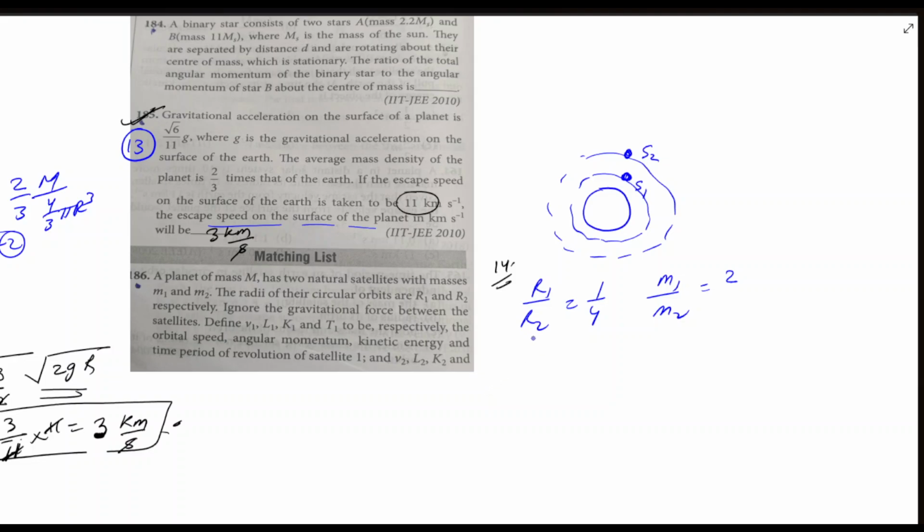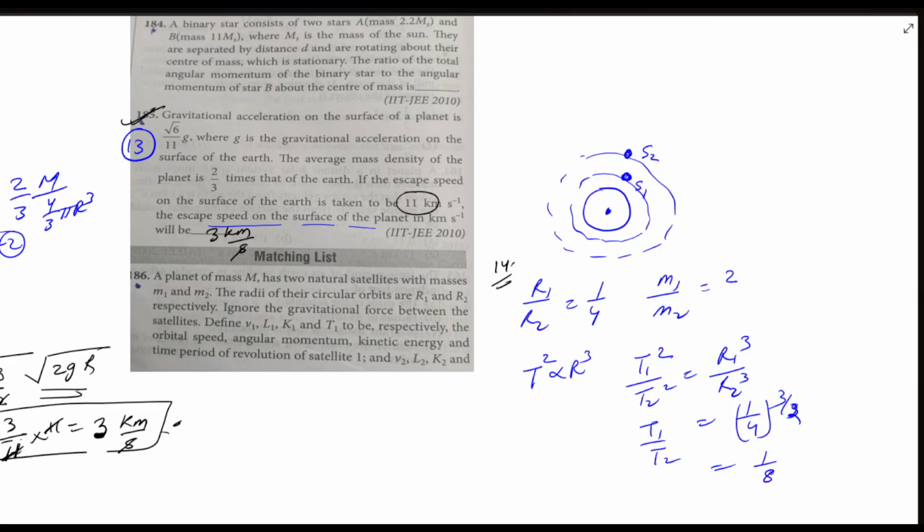So let's first compare time, right? So we know if two satellites are revolving around the same planet, then time period will be proportional to r cube. Kepler's law, T square will be proportional to r cube. So we have T1 square by T2 square equal to r1 cube upon r2 cube. So R1 by R2 is 1 by 4 to the whole cube, and this T1 by T2 we have to write 3 by 2. So this will be 1 by 8, right?